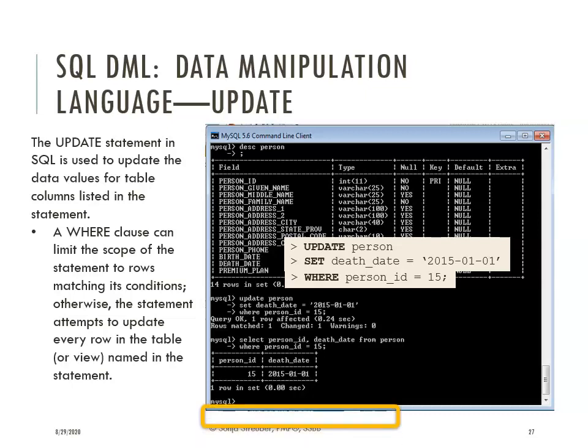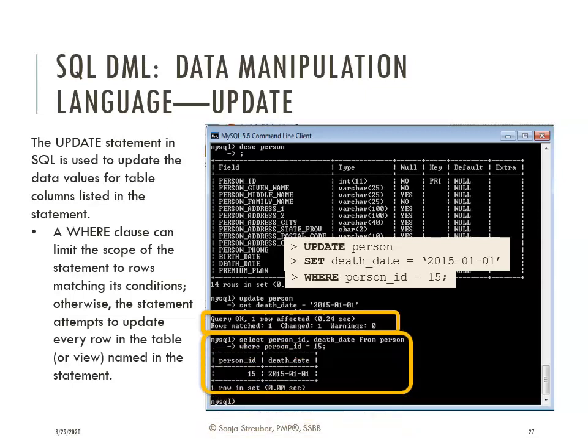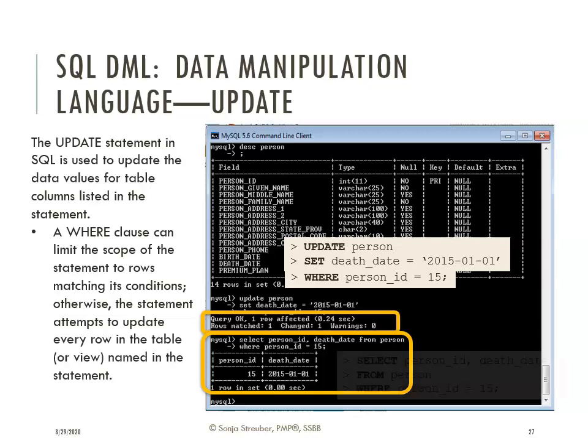Our response from MySQL tells us that one row was affected, exactly what we wanted, and that one change was made, also exactly what we wanted. Now, we can verify that the death date was really changed, and voila, we did it. The update command is very similar to the select command in that it is most effective with the where clause.